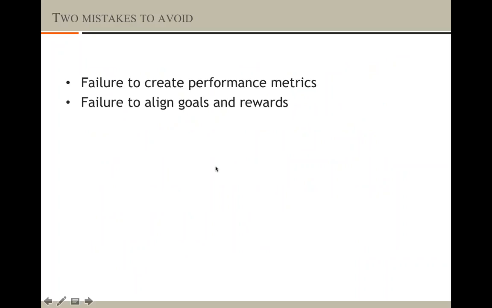Now, there are two mistakes that we all should avoid. One is when the performance metrics are not defined. You know, when we don't focus on creating the performance metrics and just define the goals which are aligned with the strategy. So, performance metrics, what are performance metrics? What do you mean by this word performance metrics? How do we figure out what performance metrics are?